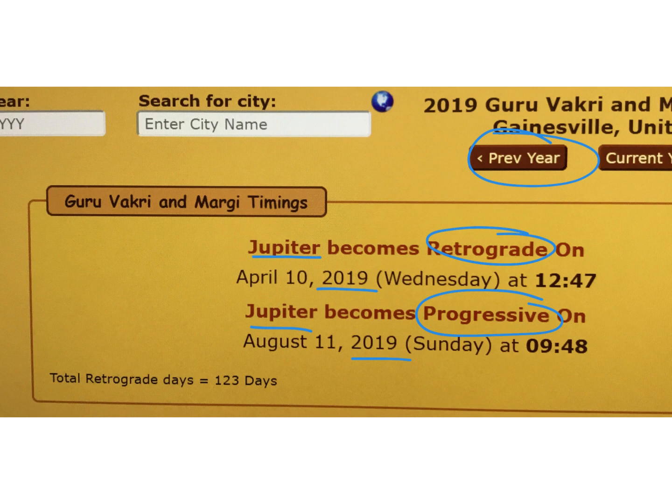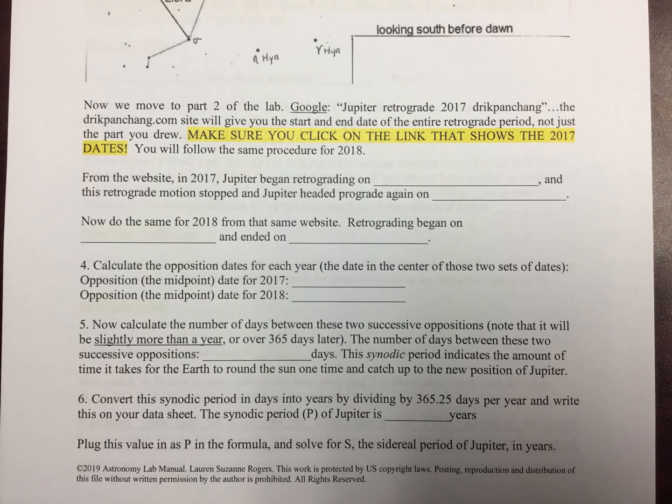Note that these numbers are not the same as those you plotted on your map, as you only plotted part of the retrograde loop. On your lab sheet, record these dates: when Jupiter began its retrograde motion and when it restarted its prograde or forward motion. Then do the same thing for 2018 by clicking the Next Year button on the website to go to the 2018 numbers. Once you have completed that, you will have all the data you need to do the calculations and will no longer need your computer.